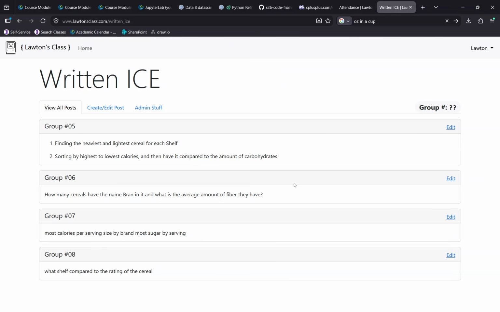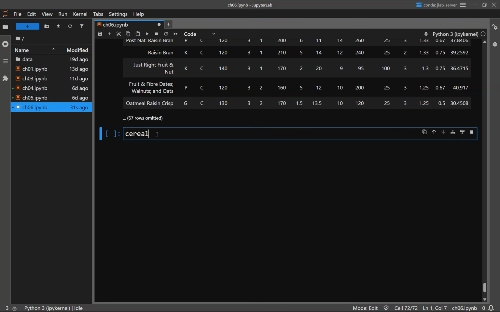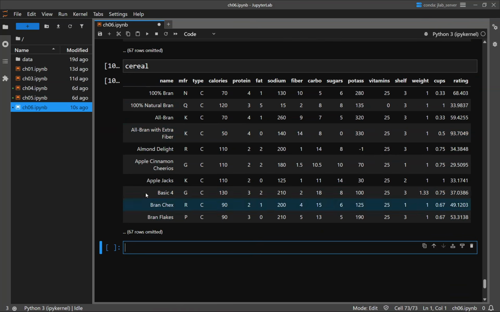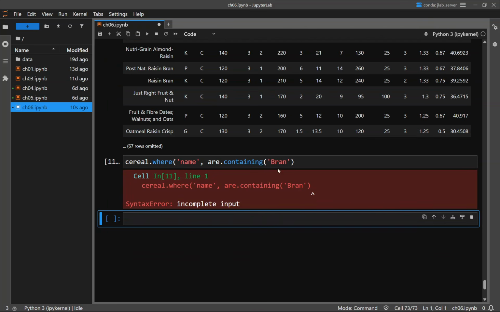How many cereals have the name bran in it, and what is the average amount of fiber? So here's the entire cereal table. Let's get all the ones with bran in it. Is it always capital Bran? It looks like it is. That's helpful for us. Cereal.where the name column values are containing capital Bran. Here's every bran.